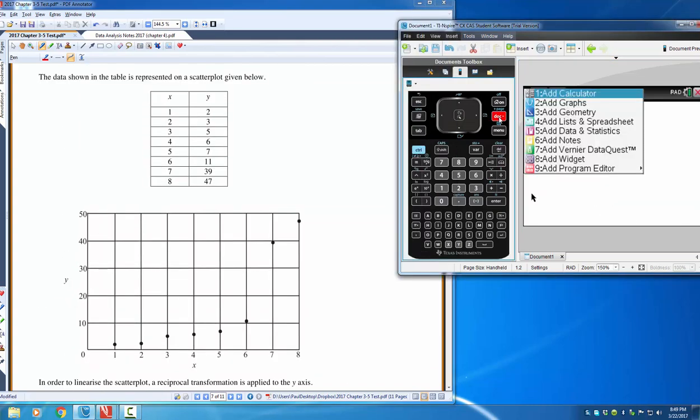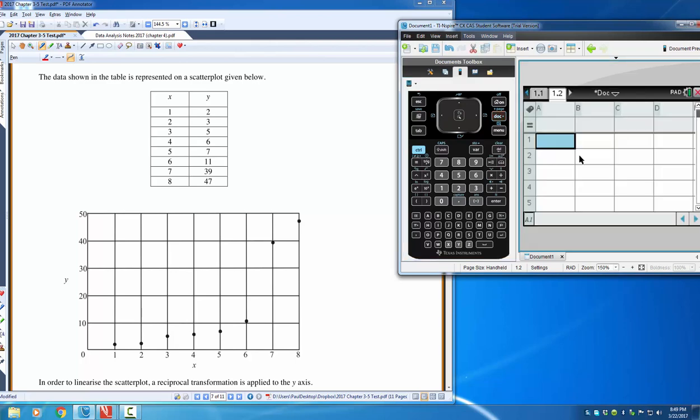So I'm going to go Control Doc and add a lists and spreadsheet. I'm going to call this x variable and y variable, and we'll go 1, 2, 3, 4, 5, 6, 7, 8, and we've got 2, 3, 5, 6, 7, 11, 39, and 47. Alright, so what we're going to do is the reciprocal y.